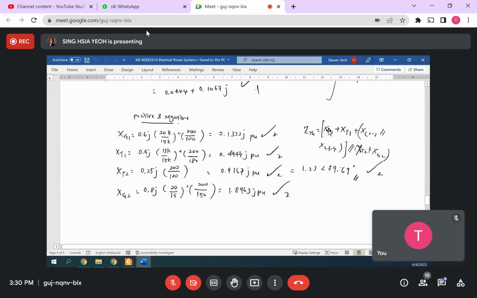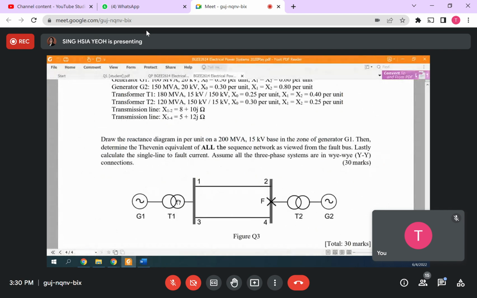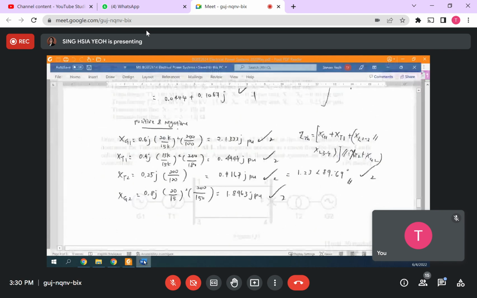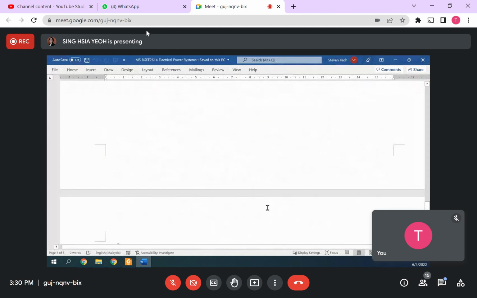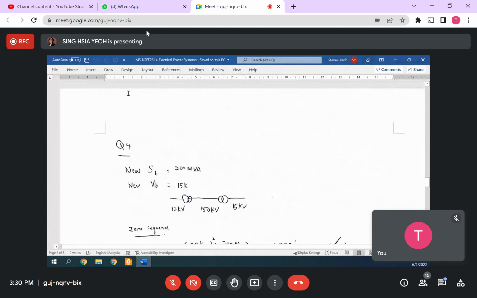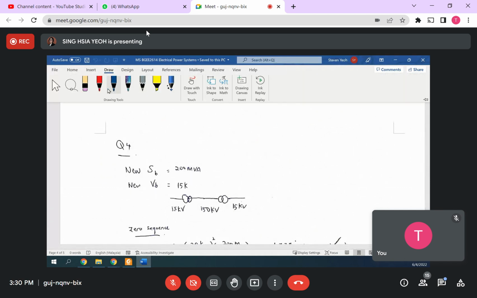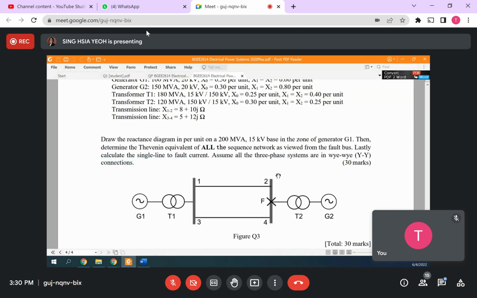Then that means the Thevenin equivalent. You need series here, parallel here, then series together, then series here, then parallel with both sides. Are you okay? I didn't draw a diagram, so I can draw the diagram for you here.